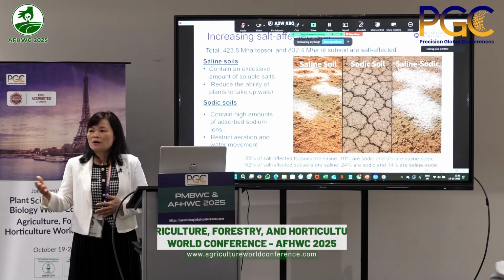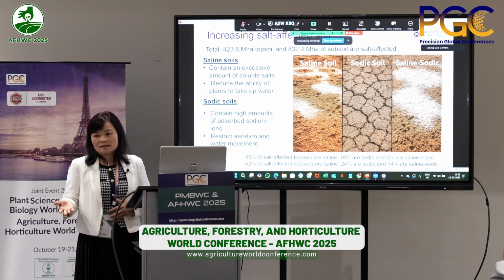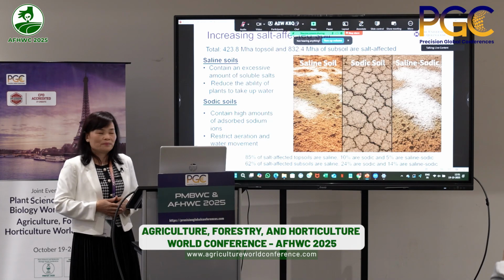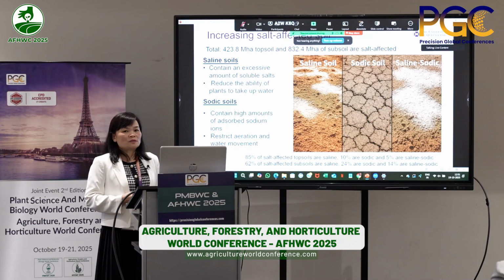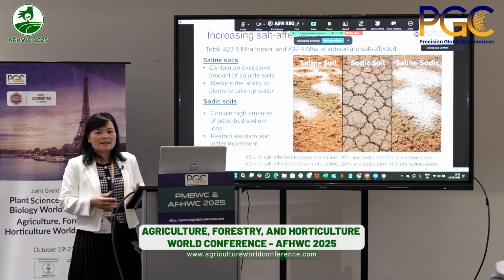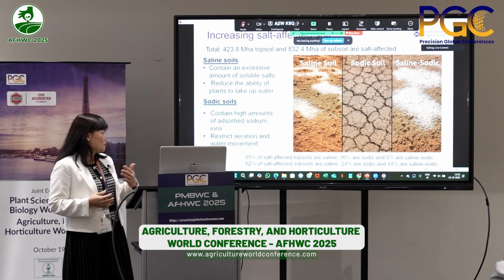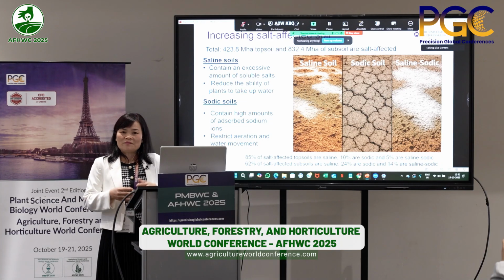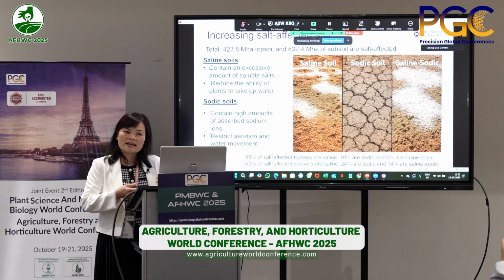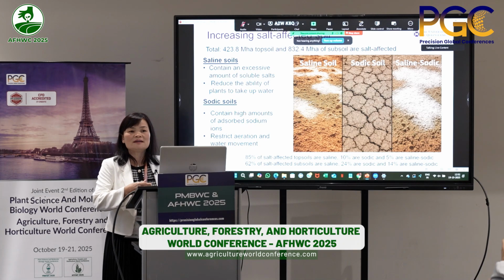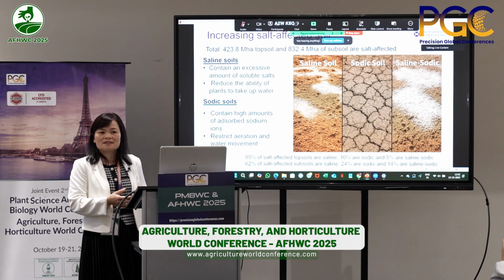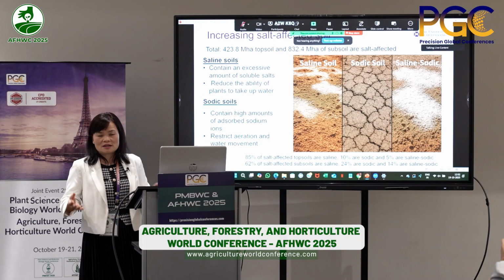...ability of the plant to uptake the water. Therefore, it will affect the plant growth and also the yield. And the second type of salt-affected soil is sodic soil, which contains an excess amount of absorbed sodium ions. Because of that, it will change the soil structure, and it also restricts the aeration and water movement, so it affects the plant growing on that soil.